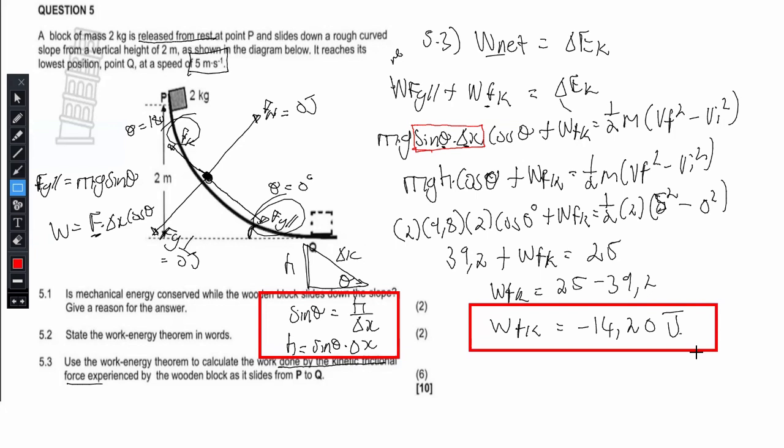Right, so that's all the trouble that you had to go through in order to find that. So this question was all for a total of 10 marks. That's how you were supposed to go about it. So you know what to do.